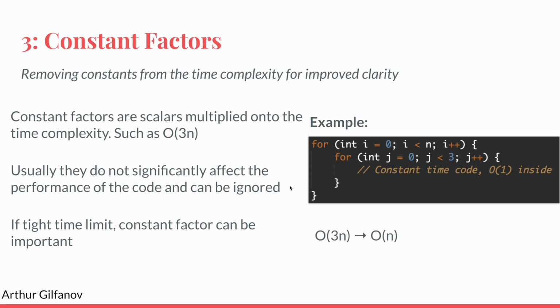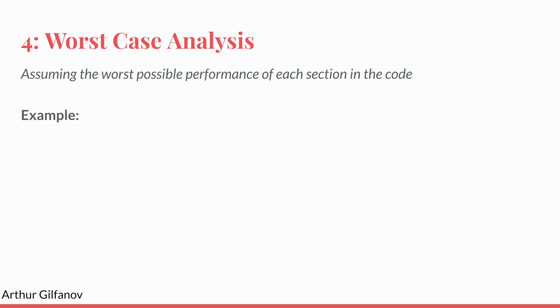Now, we will look at the idea of worst case analysis, which revolves around assuming the worst possible performance for each section of the code. This idea, as you will soon see, is closely related to our previously discussed idea of constant factors.